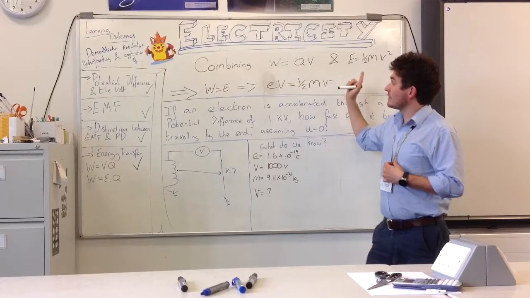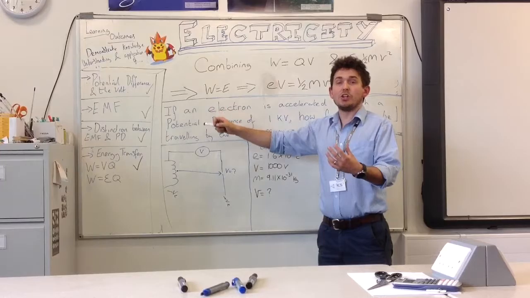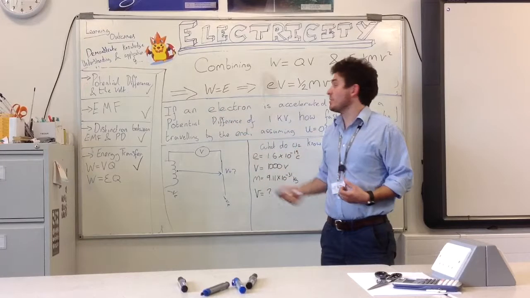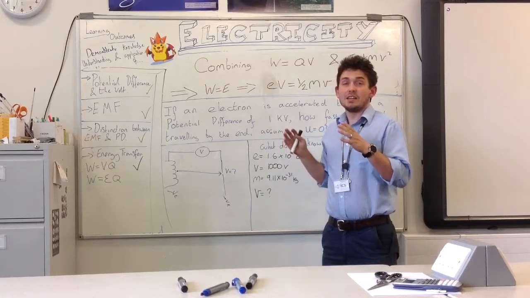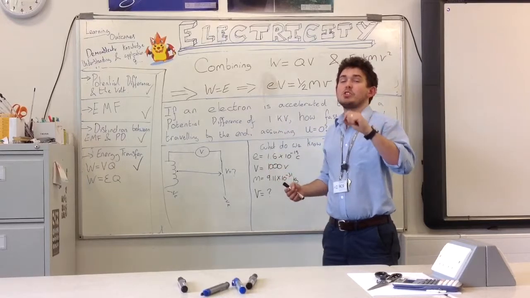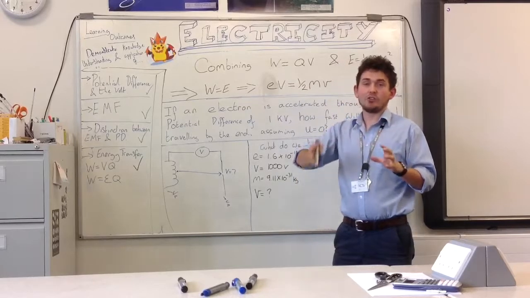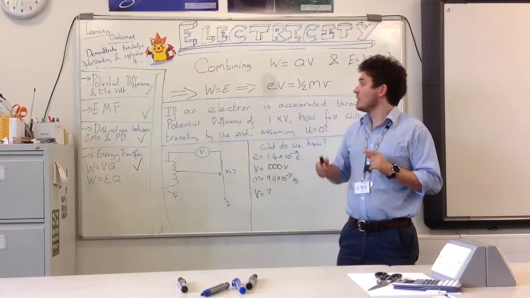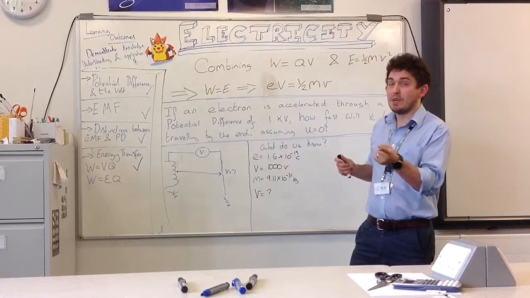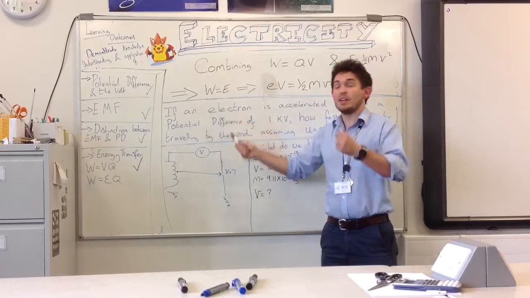Combining these two equations, we can see that the work done on an object, the energy given to an object, must be equal to the energy that it has. In certain cases that is all kinetic energy, and we're going to assume that we've done a lot of work to an object and it's all been transformed into kinetic energy. A situation like that is an electron being accelerated through a potential difference.